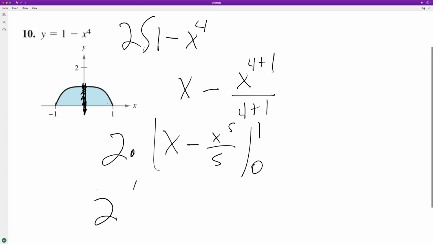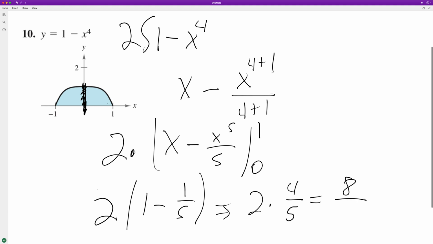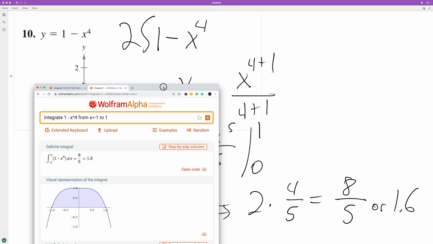All right, so 2 times 1 minus 1/5. So we end up with 2 times 4 over 5, which is equal to 8 over 5, or 1.6. And that matches up with what I had from here.